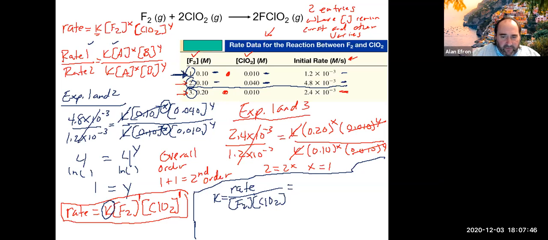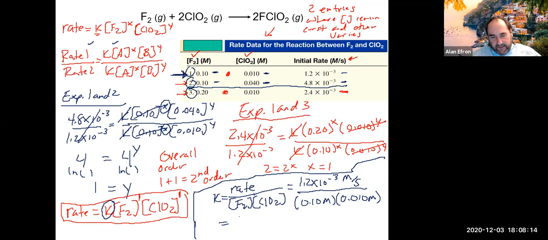So for experiment 1, we have a rate of 1.2 times 10 to the -3. The units are molarity over seconds, divided by the concentration there of 0.1 molar times our other concentration, which is 0.01 molar. And if we do all that math there, it looks like we get 1.2. Now, the units here, molarity on top, will cancel with one of the molarities on the bottom, and we will actually end up with 1 over molar seconds.